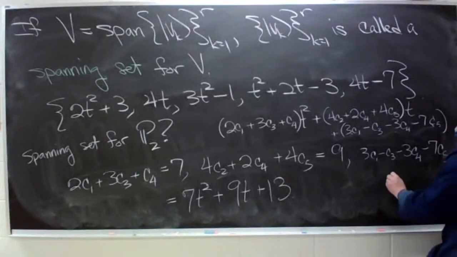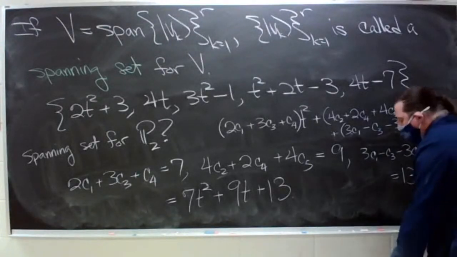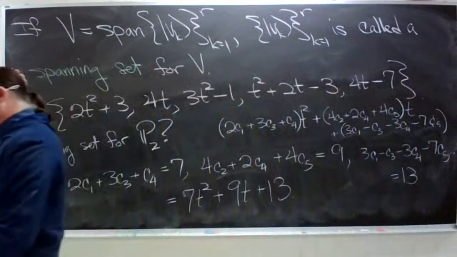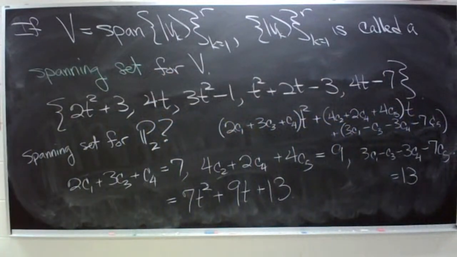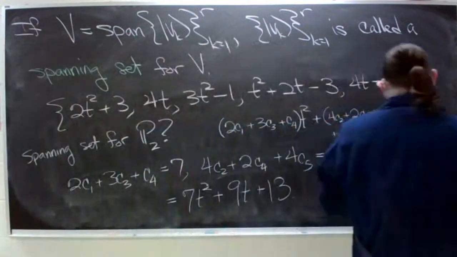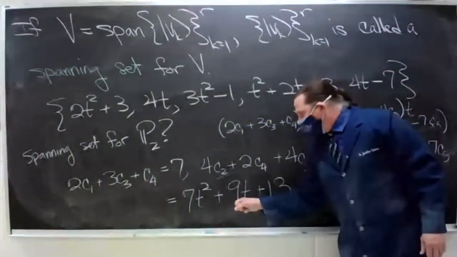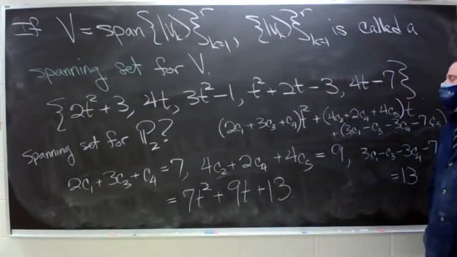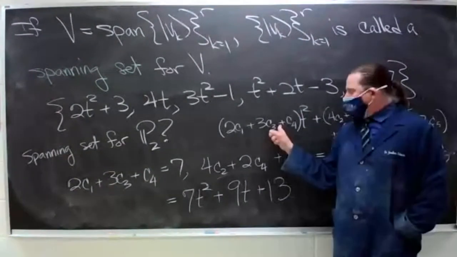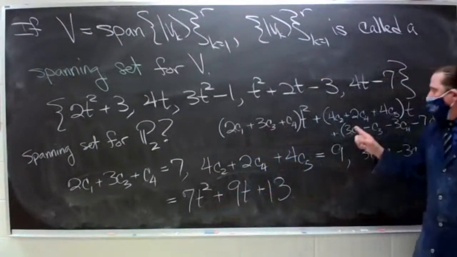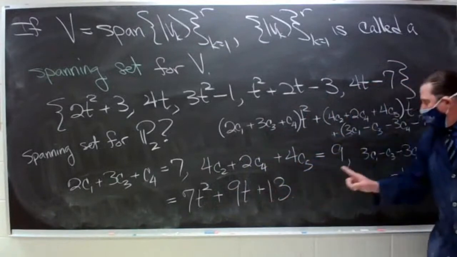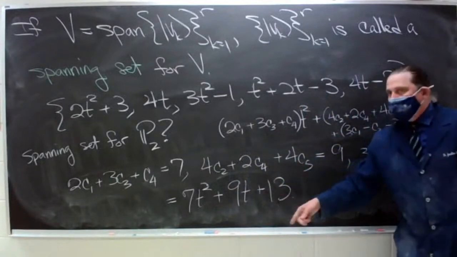And this combination equal to 13. That's the standard thing that we would do. But why is that? Why would this follow? If I was trying to make this linear combination equal to 7t squared plus 9t plus 13, why then I can say that this has to be 7, this has to be 9, and that has to be 13?